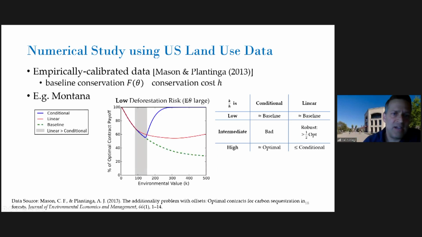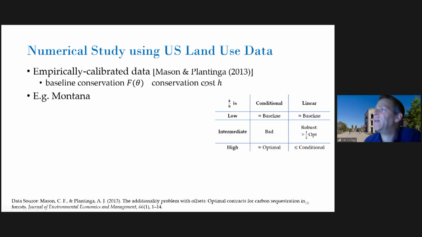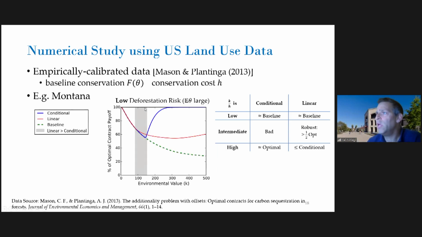What they also do in the paper before this is these calibrations, and they also split the regions into regions with low risk and high risk for deforestation. The risk comes, for example, from whether the land is very good for agriculture or not. So here's, for example, a low risk area in Montana. In this case, it corresponds to the expected theta being large. On the x-axis, you see the environmental value. And on the y-axis, you see the percentage of the optimal contract. So this is all normalized to the optimal contract.